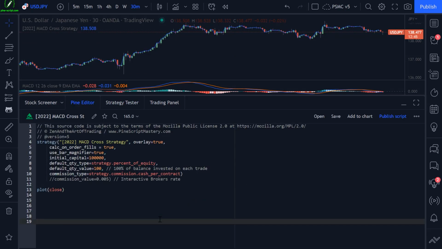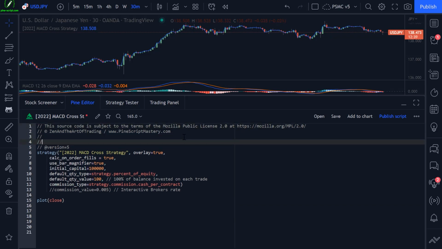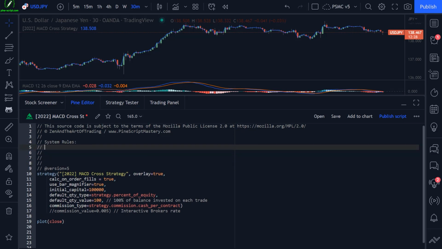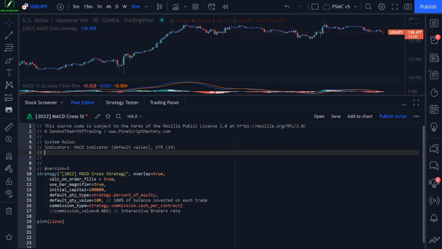All right, so before we start, it's probably a good idea to put in the source code some comments explaining the rules of the system. I'm going to be using these rules. Let me check my notes to make sure I don't miss anything. So my version of this MACD strategy is going to be, first of all, we are using the MACD indicator with default values according to TradingView. We are also going to be using the ATR indicator. I believe I just use a 14 period ATR. I think that's it for indicators.